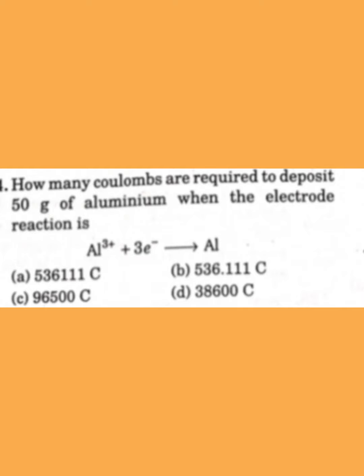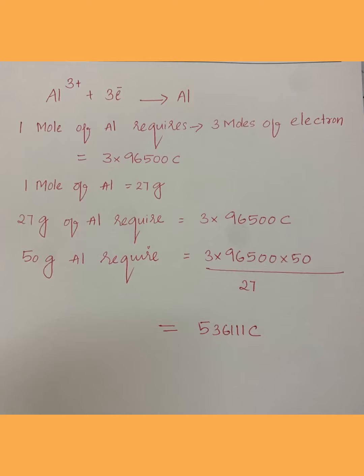Next question. How many coulombs are required to deposit 50 gram of aluminium when the electrode reaction is Al3 plus + 3 electron gives Al? The options are 536,111 coulomb, 536.111 coulomb, 96,500 coulomb, 38,600 coulomb. Answer is option A, 536,111 coulomb.